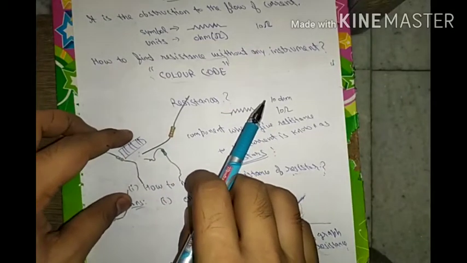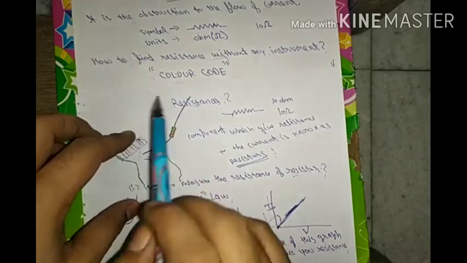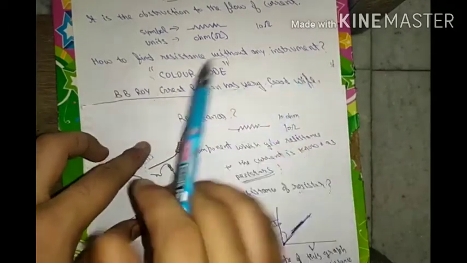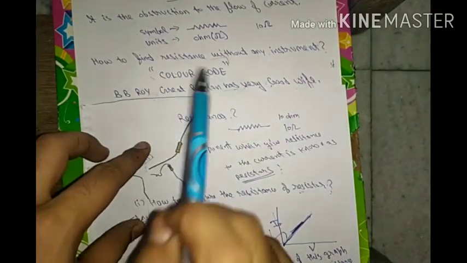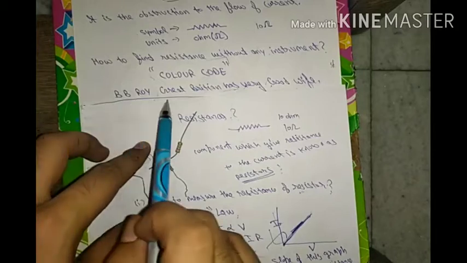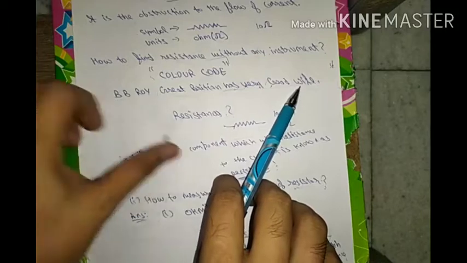So the manufacturers made a color code for measuring the resistance, and what is the color code? This is our color code, that is BB ROY Great Britain has very good wife. Clear, students? BB ROY Great Britain has very good wife. This is the color code.